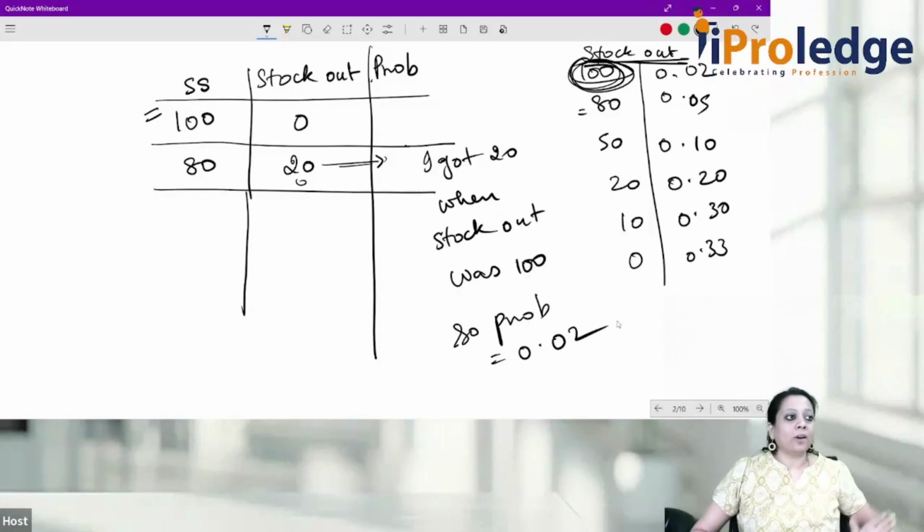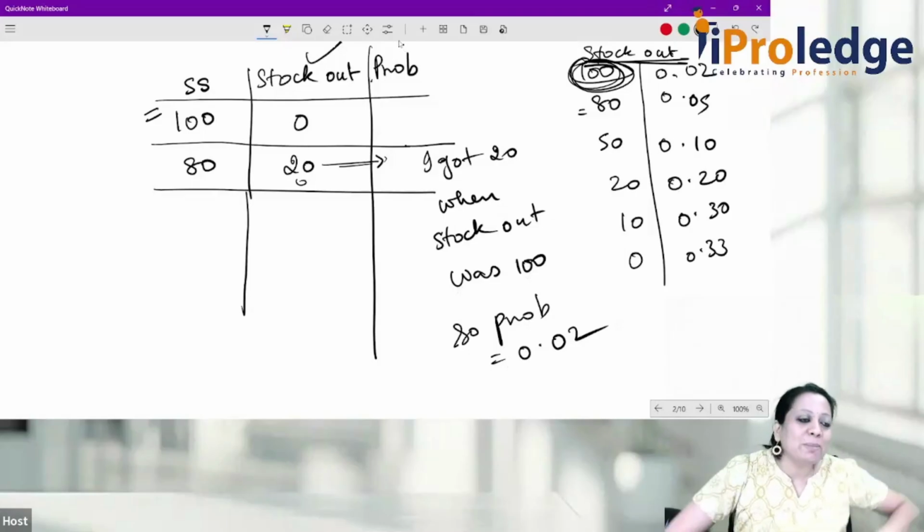This part only got cut. The cost and all is there. Mainly where students are having doubt, only that got cut. But this column has also come. Only the probability has not come.